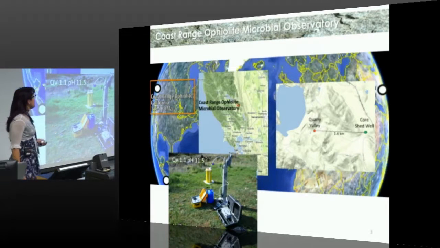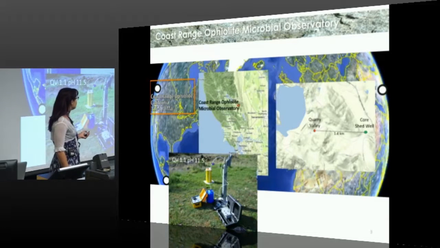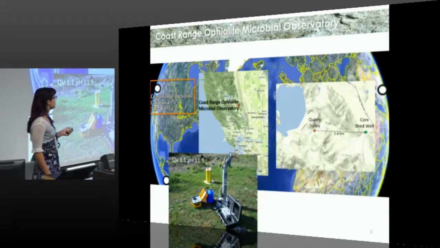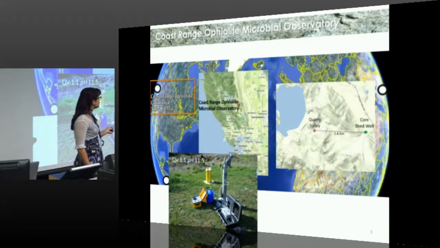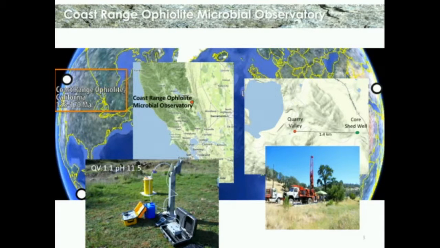But anyway, there's two sites that we work at here at CROMO, the Quarry Valley and the Core Shed Well. And I'm going to be talking about some microbes isolated from Quarry Valley. We have 6 wells dug at Quarry Valley and another 6 dug at the Core Shed Well. And they are highly alkaline. And that's the drill rig that was used to drill these wells just a few years ago.